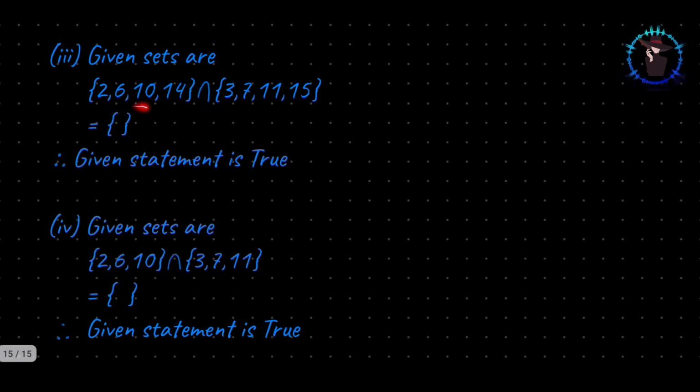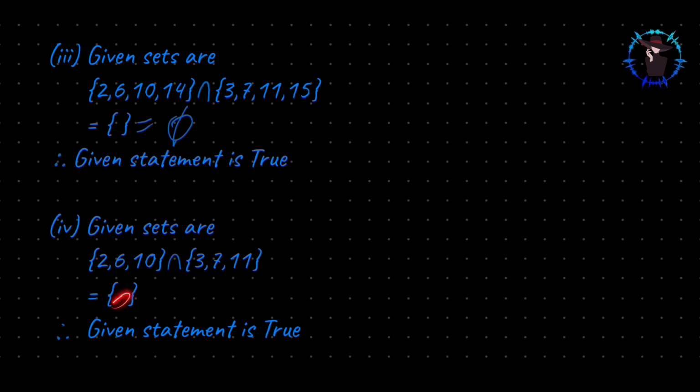Third one, we got 2, 6, 10, 14 and 3, 7, 11, 15. Is there anything common? No. We got a null set. So, yes, this is equal to the null set. It is a disjoint set equal to the null set. This statement is true.